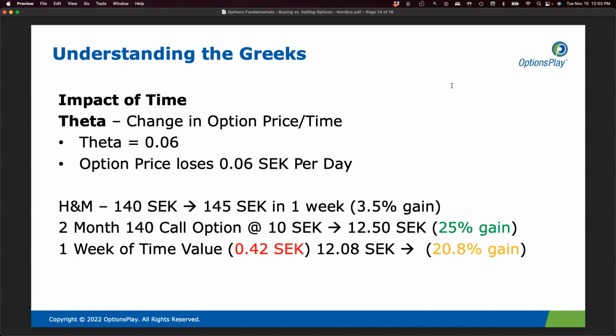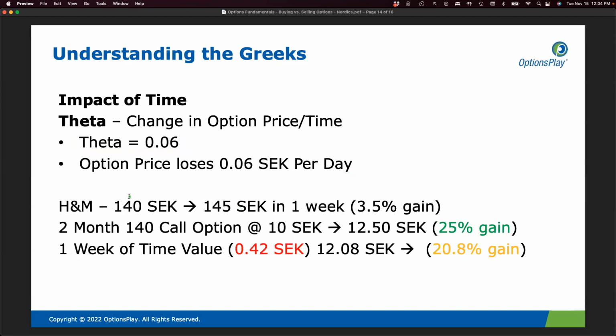And when you look at theta, for example, let's say you have an option contract that has a theta of 0.06, that tells you that the option price is losing 0.06 crowns per day. Remember, it's always per day that we're looking at in terms of theta. And it's really only accurate per day, meaning if you're looking at a longer period of time, theta will change over time. So you have to look at it as it changes over time.